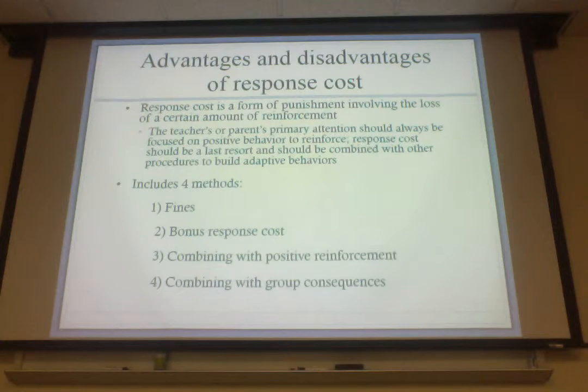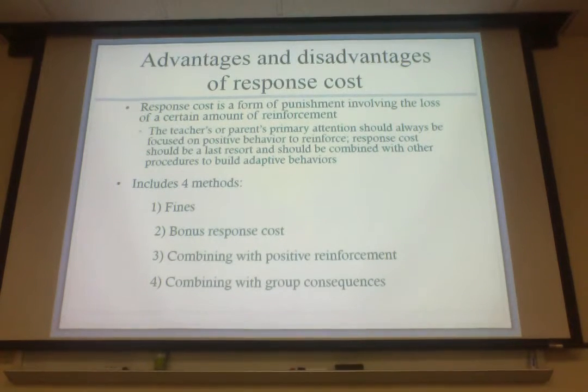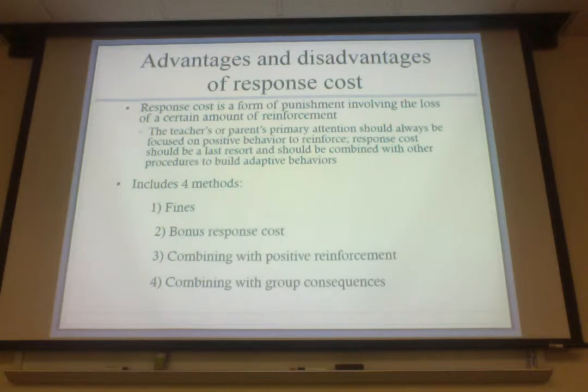Now we're going to get into response costs. Response cost is a form of punishment involving the loss of a certain amount of reinforcement. The primary attention for the parent or the teacher should always be focused on the positive behavior, because that's what we're trying to reinforce. Response cost should also be the last resort and should be combined with other procedures to build adaptive behavior. It has 4 methods: fines, bonus response costs, combining with positive reinforcement, and combining with group consequences, and we're going to get into that right now.